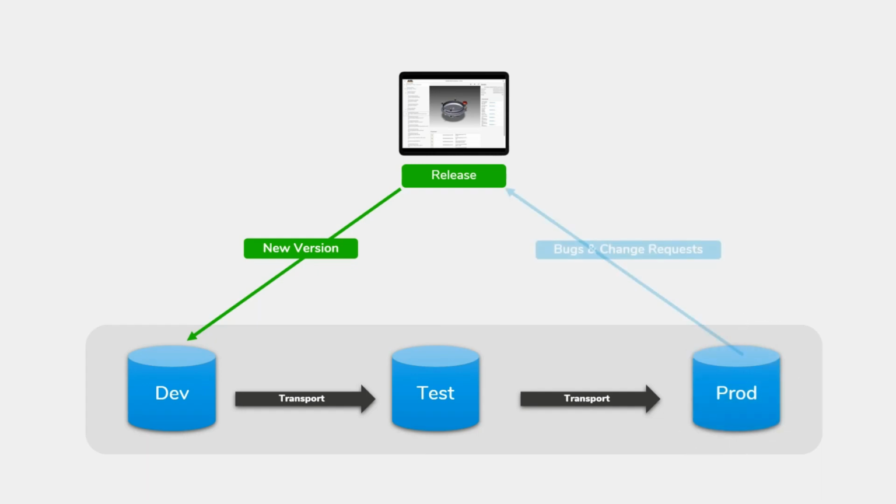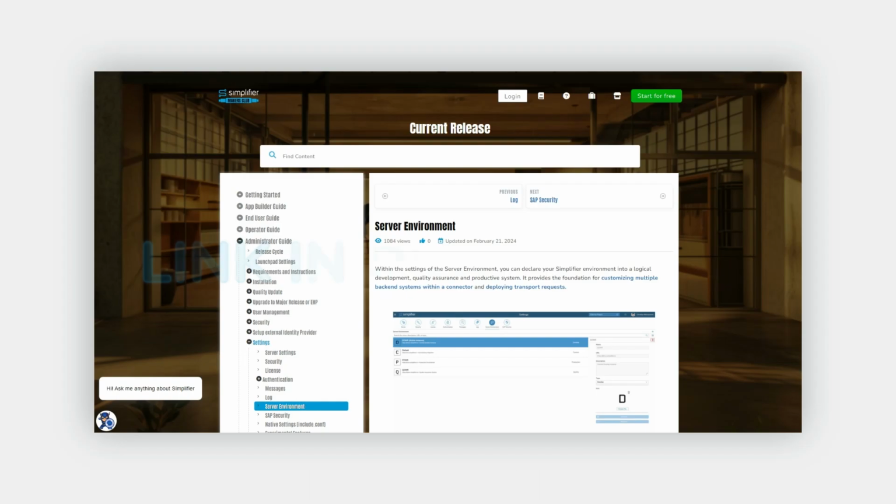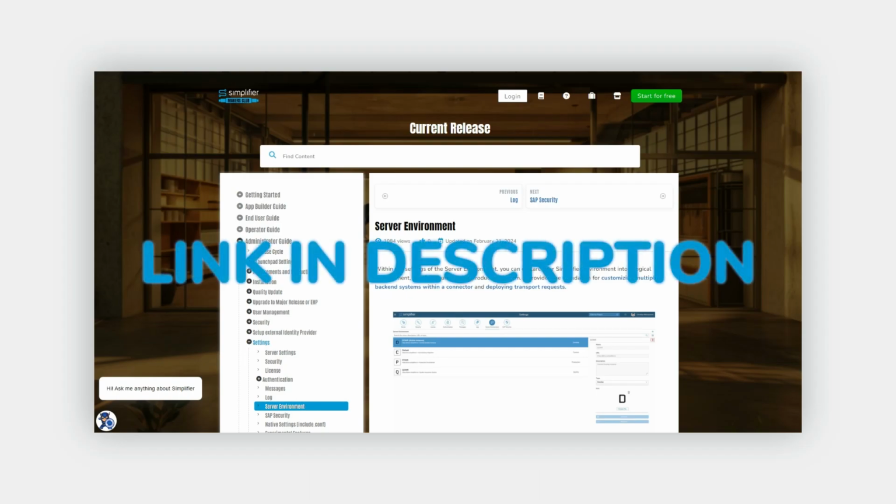If new bugs or feature requests appear on your desk, you can implement them on Simplifier development instances and can start the development cycle anew. To easily transfer your configured Simplifier applications to another instance, you have to maintain the server settings for the system landscape. Make sure that every instance can communicate with each other and has a valid URL. Check out our article on our community page. The link is in the description.